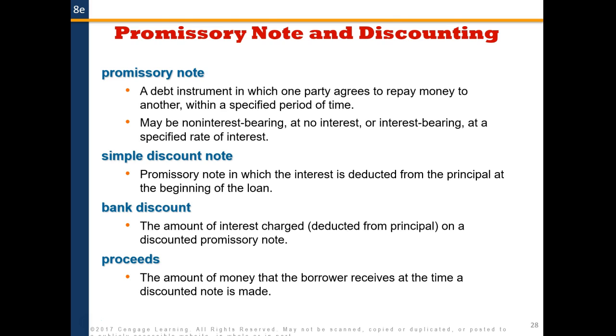And there's a bank discount, which is when the amount of interest charged is deducted from the principal on a discounted promissory note. So the bank discount is the amount of interest that's charged. It's basically the fee on a discounted promissory note. And proceeds are the amount of money that the borrower receives at the time a discounted note is made.